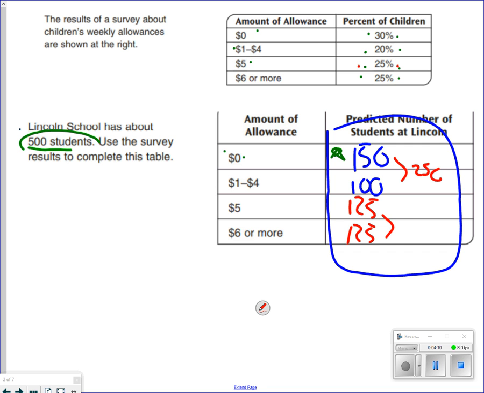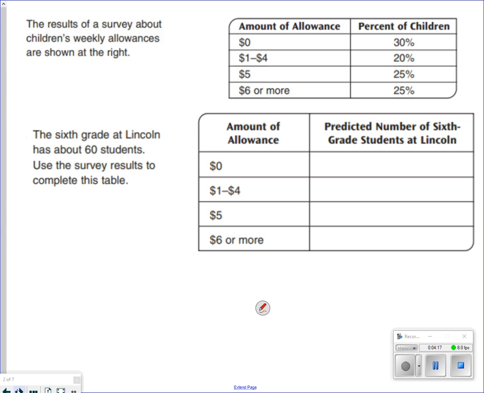And I know 125 plus 125 is 250. And I know 250 plus 250 equals 500. So yes, they all add up. Let's move on to the next paragraph.